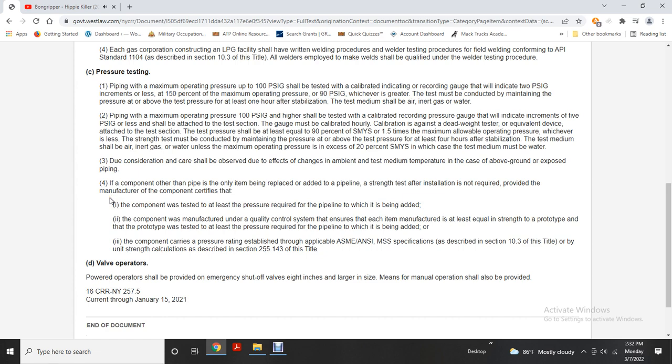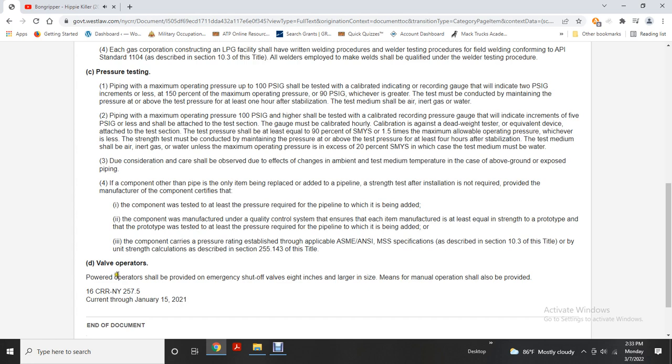piping. If a component other than pipe is the only item being replaced and added to the pipeline string, a test after installation is not required, provided the manufactured component is certified and was tested at a pressure at least equal to that required for the pipeline to which it is being added. The manufacturer must ensure under quality control that the item is manufactured with at least equal strength to the prototype that was tested, with the pressure rating established per the American National Standards ANSI MSS specifications described in 10.3 of the title, or by unit strength calculations described in 255.143 of the title.